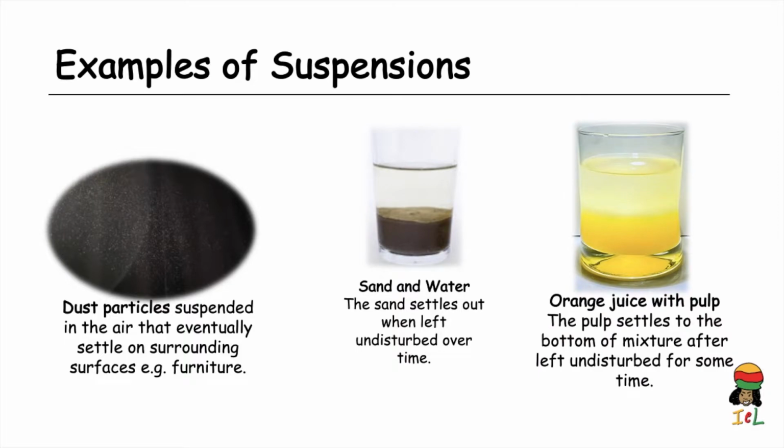Orange juice with pulp is also a suspension. When the container is left undisturbed, the pulp, which is the insoluble particles, will settle out. This is why a carton of orange juice with pulp is shaken before pouring for drinking.